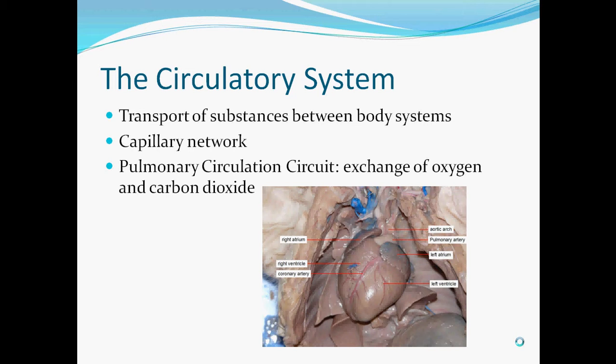Through the capillary network, substances can be transported through the body system. The picture here demonstrates the center of the circulatory system, which is the heart. The heart works by receiving oxygenated blood from the lungs in the left atrium. The blood then continues to the left ventricle, then the aorta, and out into the body.